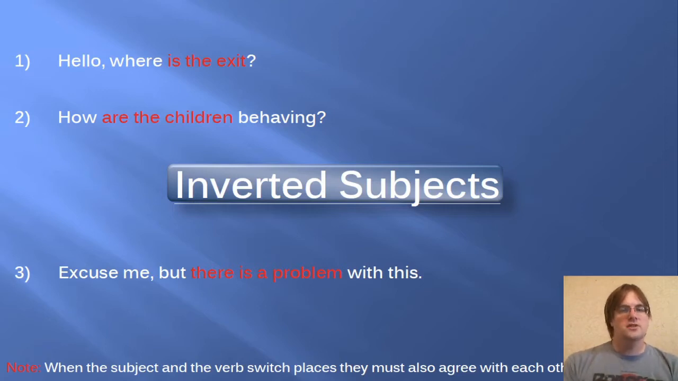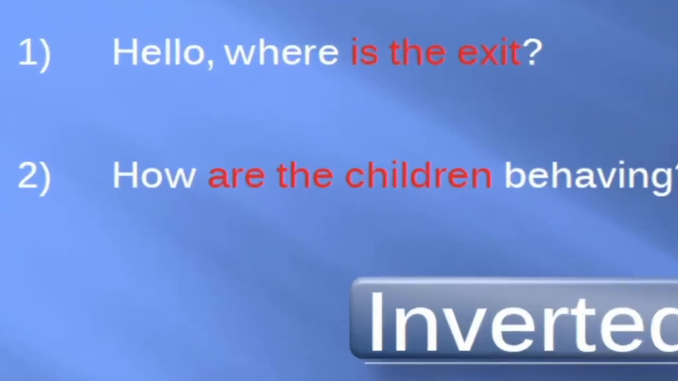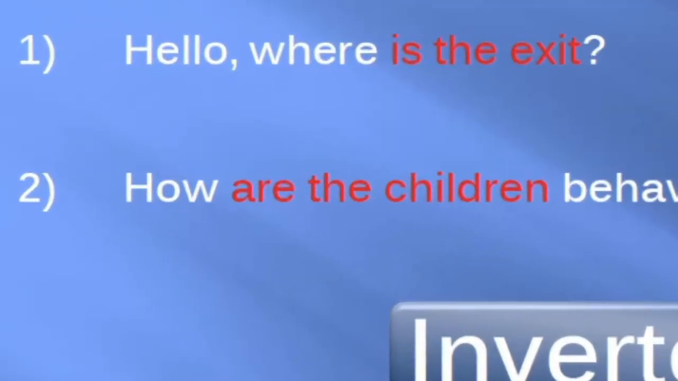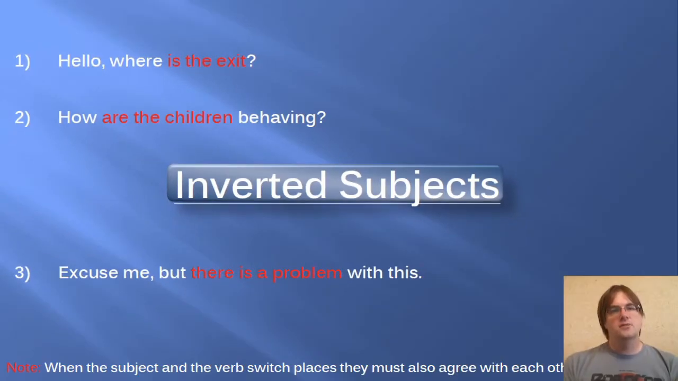And now inverted subjects. Inverted subjects are simply where the subject and the verb switch places with each other, but they must also agree. So let's see what we have in these sentences. Number one, where is the exit? Exit would be the subject and is the verb.